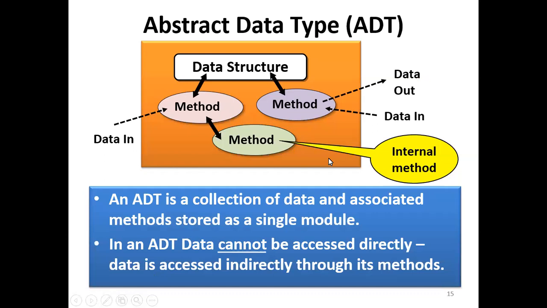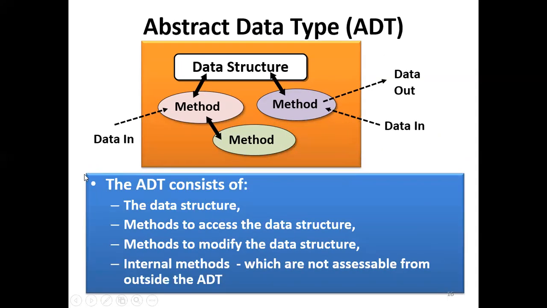Now we are going to look at abstract data types briefly. The abstract data type consists of the data structure and methods. It is a collection of data and associated methods stored as a single module. But one thing you have to understand is that the abstract data type cannot be accessed directly. You can access the module, but the abstract data type itself cannot be accessed directly. The data are accessed indirectly through the methods.